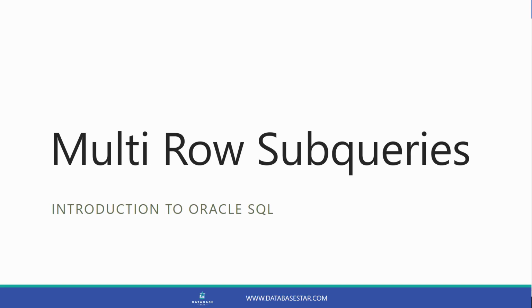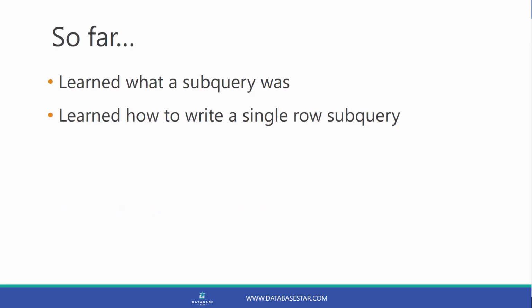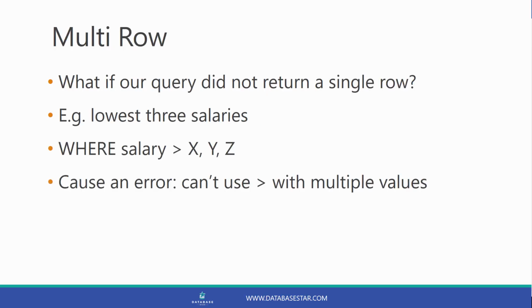Multi-row subqueries. We just learned what a subquery was and how to write a single row subquery. This works when our subquery returns a single row, such as AVG or average. But if the subquery did not return a single row, say if it was the lowest 3 salaries, it would say where salary is greater than X, Y, and Z, which are your 3 values.